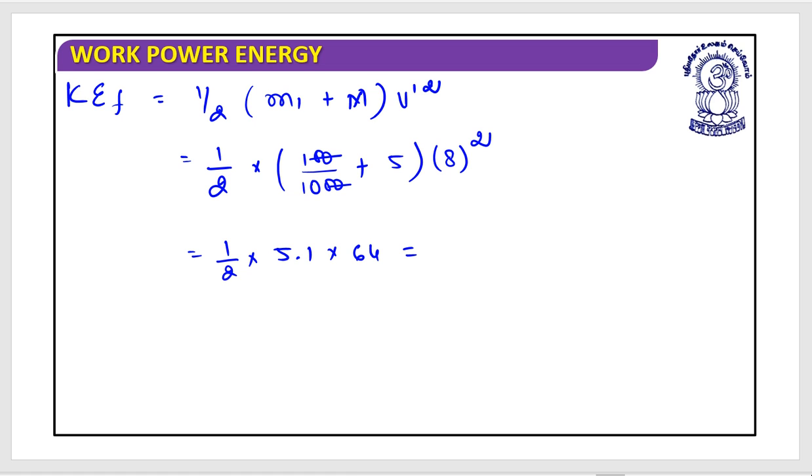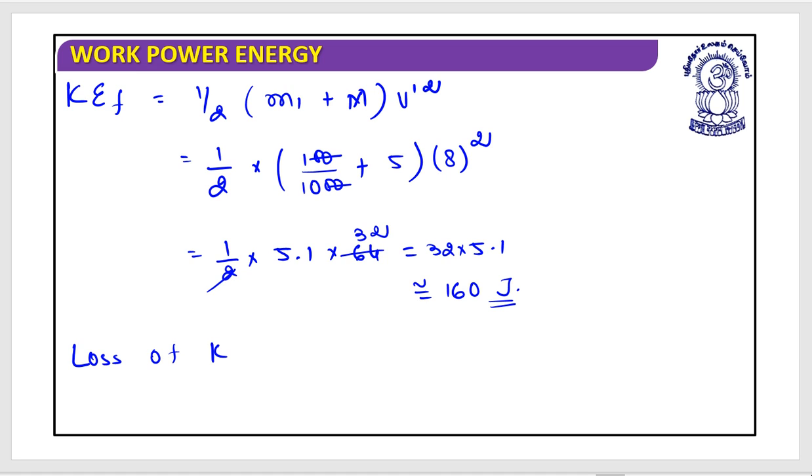This is 2, this is 64, this is 32. So this is equal to 32 multiplied by 5.1, which is approximately 160 around. It's an approximation, if I consider this as 5.